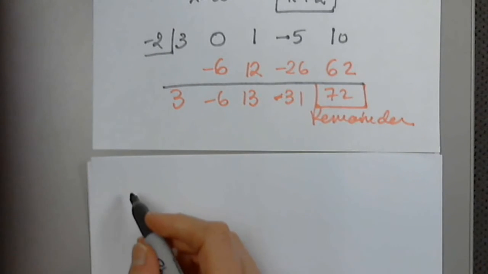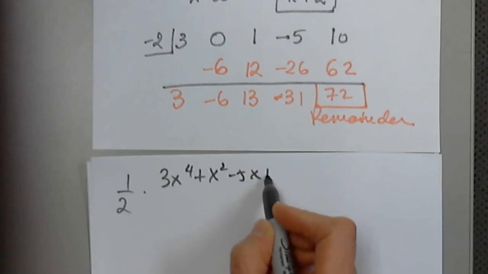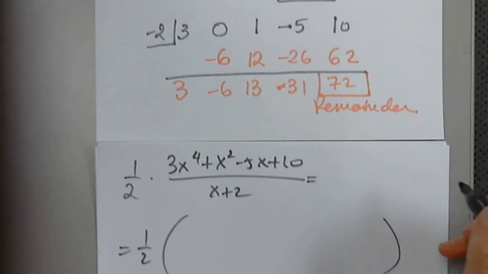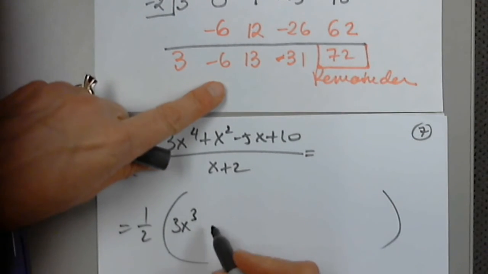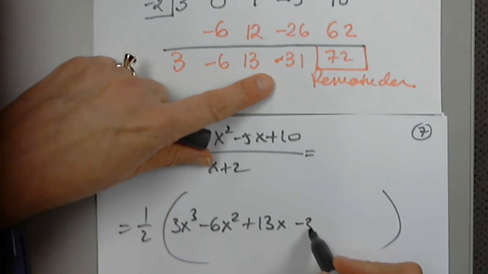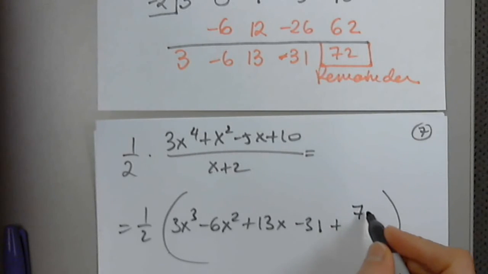So now I'm going to copy this. I still have 1/2 in front of 3x to the 4th plus x squared minus 5x plus 10 divided by x plus 2 equals 1/2. And please tell me what to write. Awesome. Yes, that's all I needed. Once we establish the degree of the quotient, then we know where to start. But we have to establish the degree of the quotient. How did we do that? We divided degree 4 by degree 1. So I have to have the result as a degree 3. Awesome. And then plus 72 over x plus 2.